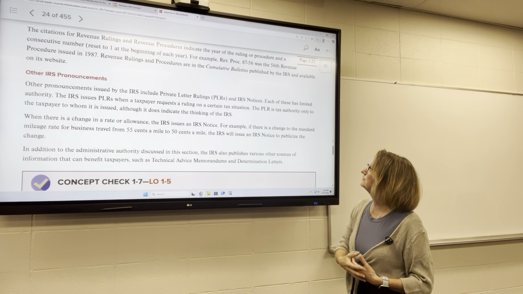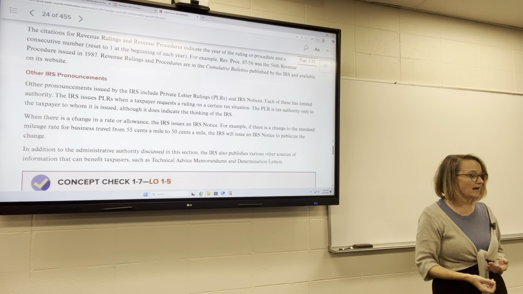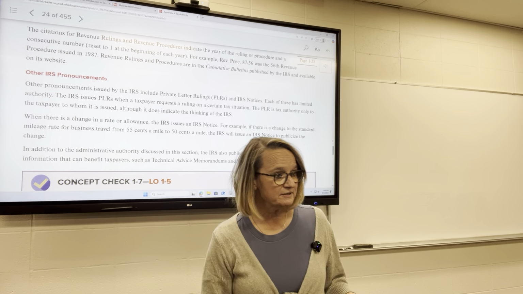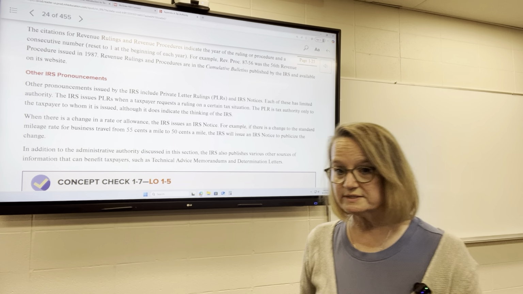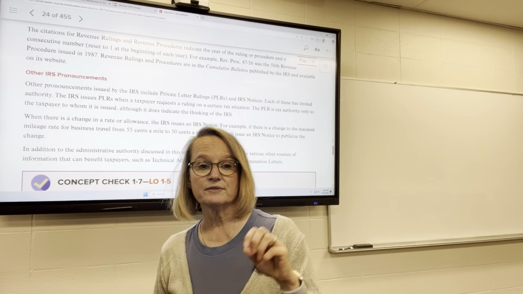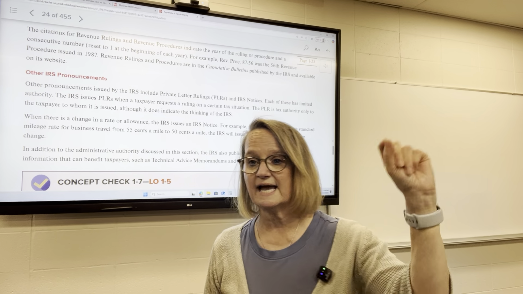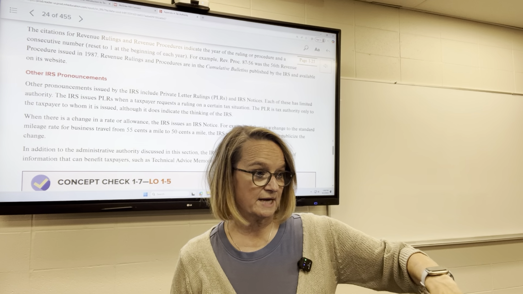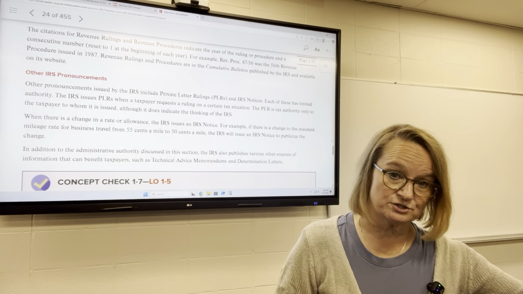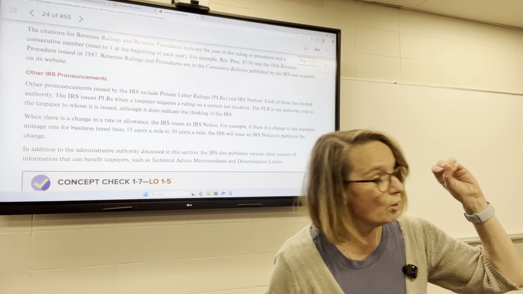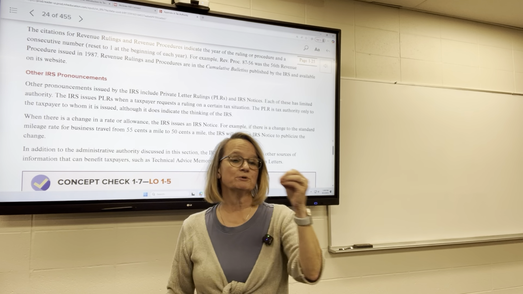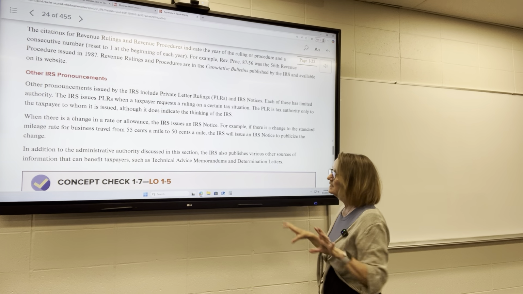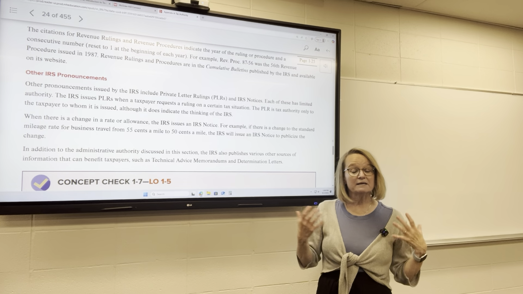Pronouncements are things like private letter rulings and IRS notices. These are very specific forms of guidance. A private letter ruling is something requested by a taxpayer, who wants the IRS to tell them specifically how they have to handle a situation before they take a position on their tax return. You have to pay the IRS to do this. Their ruling only pertains to that particular taxpayer. It does not pertain to taxpayers in general, but it can be used as guidance.